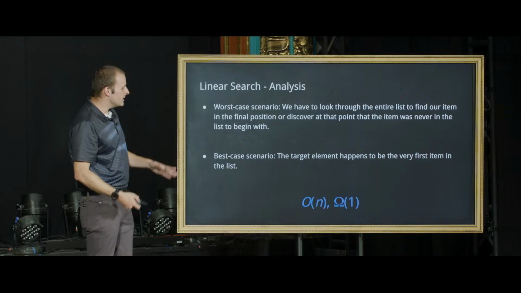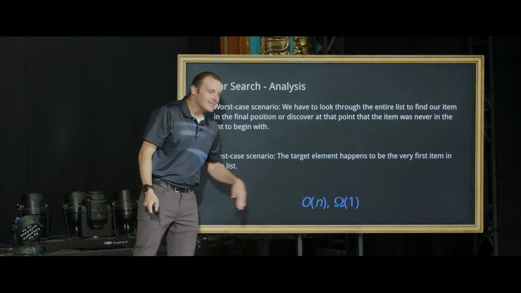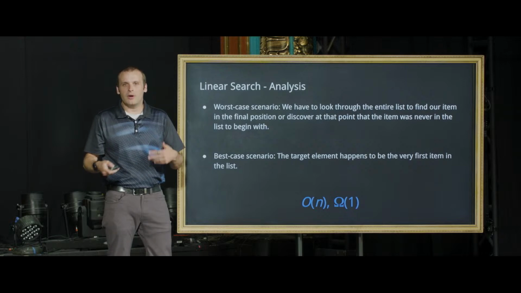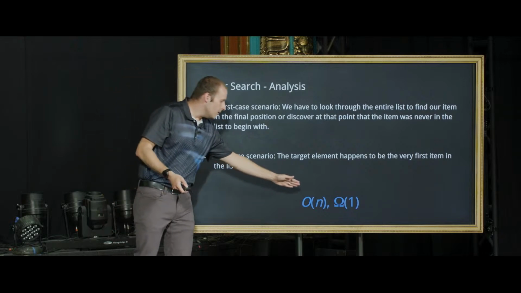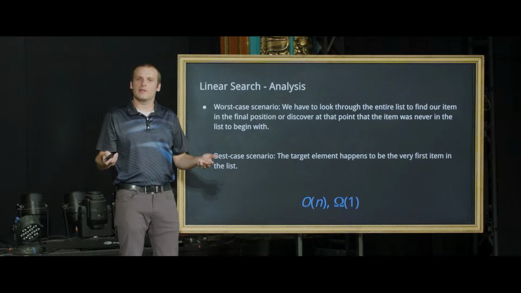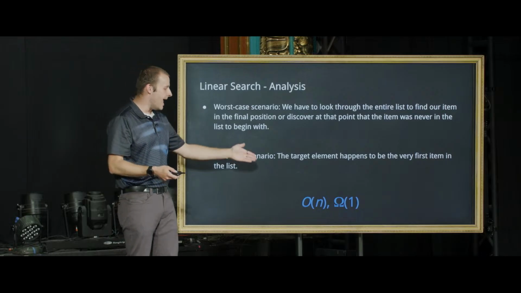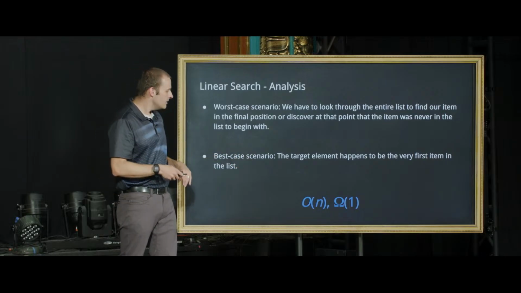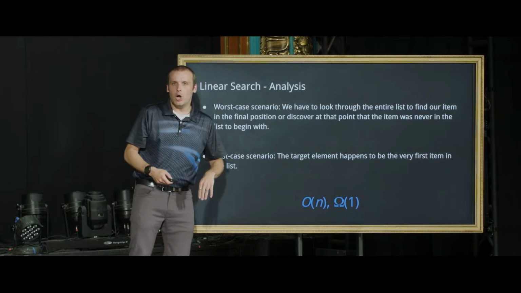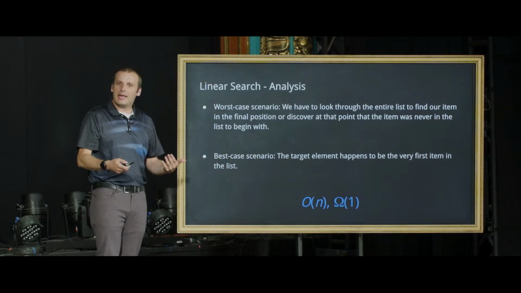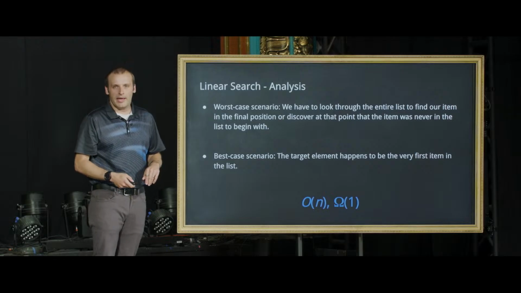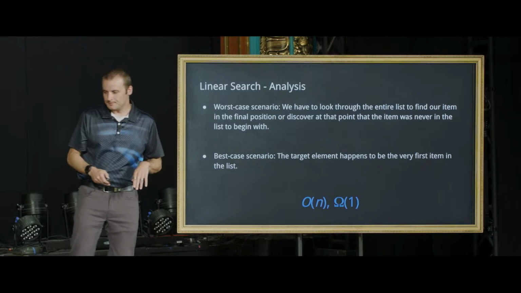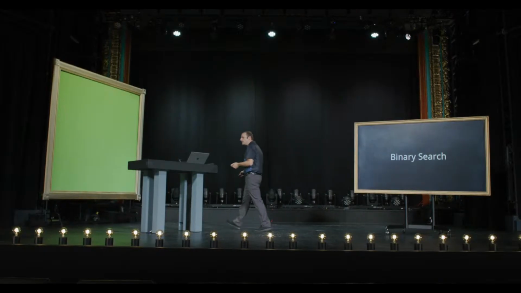And so using that language we discussed earlier, we could say that this algorithm runs in big O of n, or in the worst case scenario, or the upper bound on the number of steps this algorithm takes is n, or proportional to n. And in the best case scenario, big omega, it's 1, because it may be that we find it right away on the first step. OK, so that's linear search.